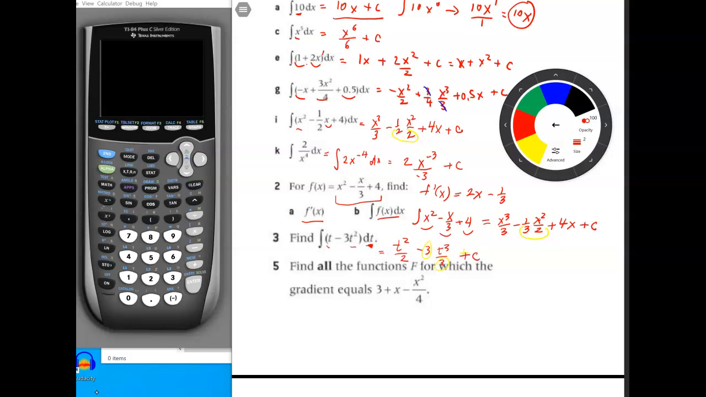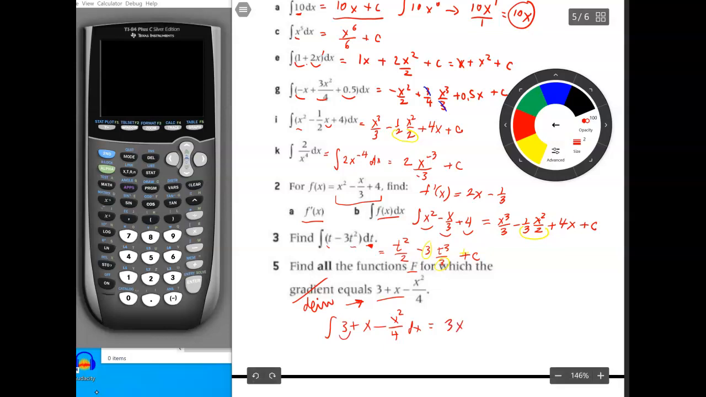So remember, when we say gradient or slope, we're talking about the derivative. So basically what they're saying is find all the functions capital F for which the derivative equals this function. So if the derivative is this function, that means capital F is the antiderivative. So all they're doing is they're asking us to find the antiderivative of this expression. So the answer would be integral or antiderivative of 3 would be 3x. Integral or antiderivative of x to the first would be x squared divided by 2.